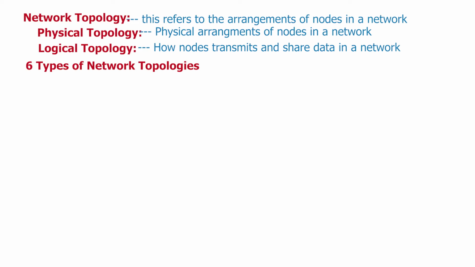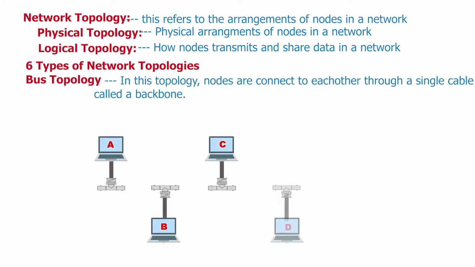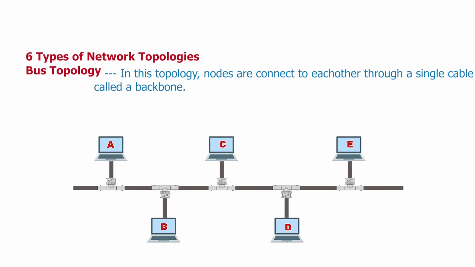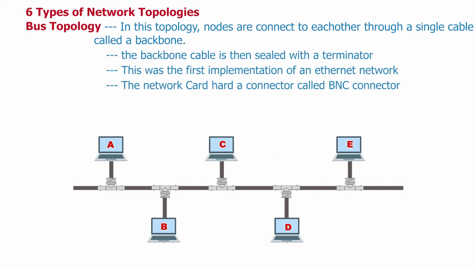The first one is the bus topology. In a bus topology, all the nodes are connected to each other through a single cable called a backbone. This cable will then have to be terminated at both ends with what is called a terminator. What this terminator does is that it absorbs the signals when they reach the ends of the cable to prevent interference. This topology was the first implementation of an Ethernet network.